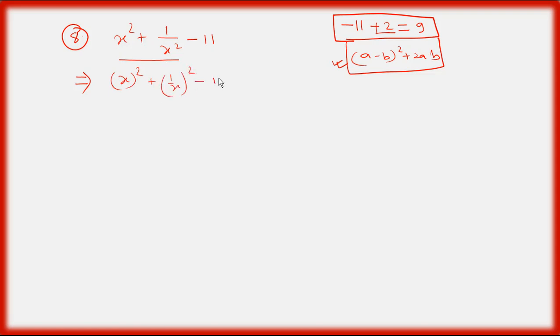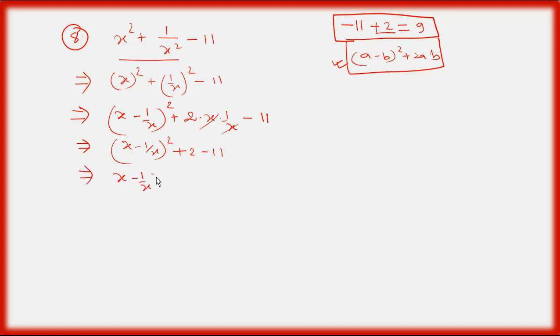So x² + 1/x² is (x)² plus (1/x)² minus 11 that I have written. So I have to apply here the a² + b² formula. So (x − 1/x)² plus 2ab, where x and 1/x give ab, minus 11. So we can cancel this. This implies (x − 1/x)² plus 2 minus 11. One more step you can write because here the cancellation process occurs.